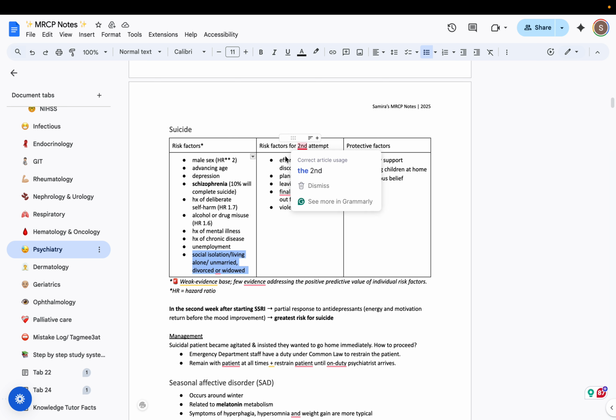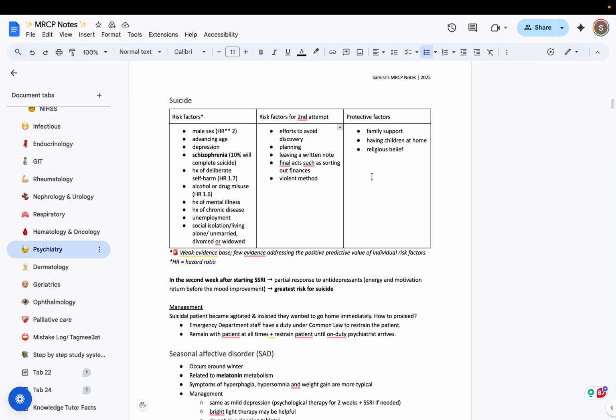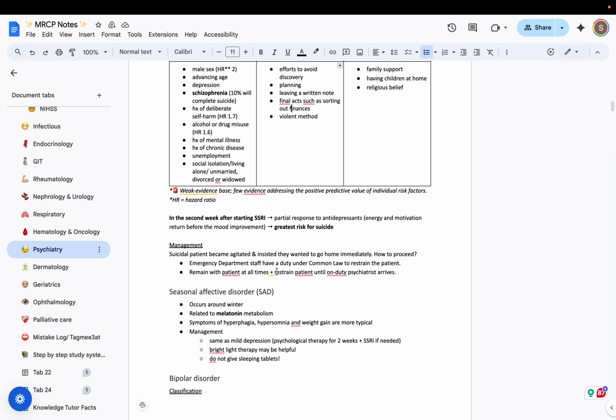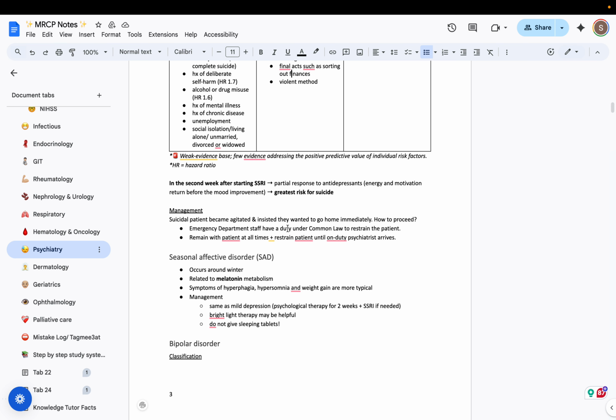Risk factors for second attempts are when there is an effort to avoid discovery, planning, leaving a written note, sorting out finances, or a violent method of suicide. Protective factors are family support, having children at home, and religious belief. In the second week after starting an SSRI, that's when the greatest risk for suicide is, so we have to monitor the patient.